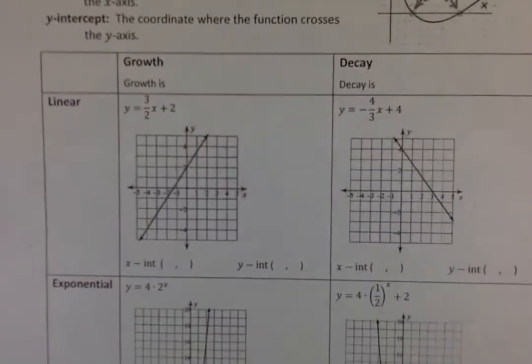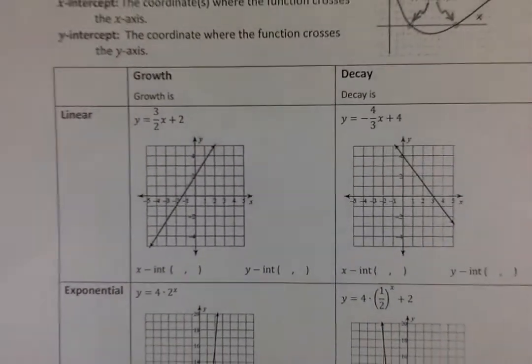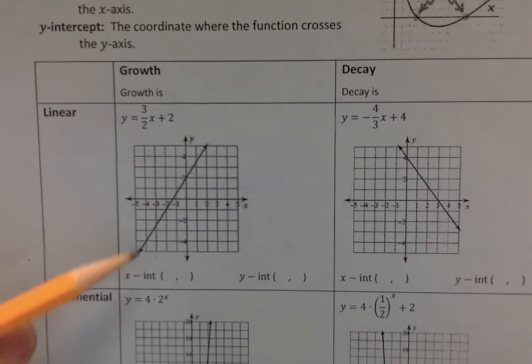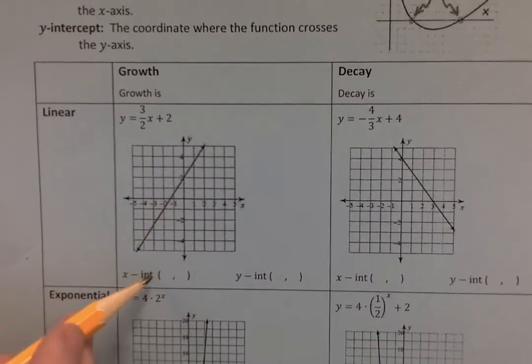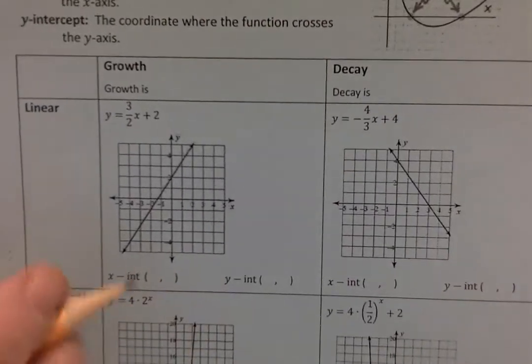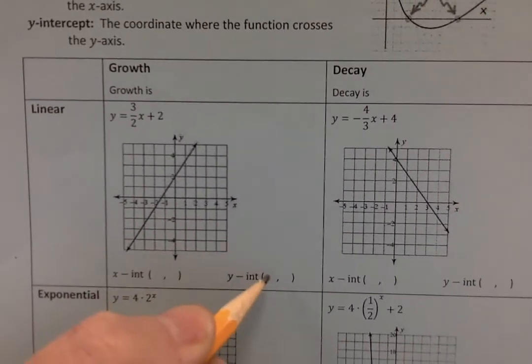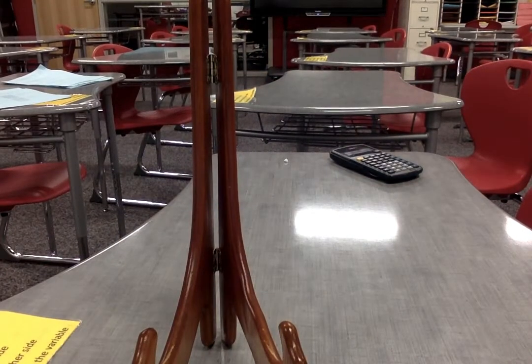And let me go back up here to our growth and find the x-intercept. Again, that's where it crosses the x-axis. Right there, it's at negative 1.5, comma 0. The y-intercept is at 0, 2. And I'm going to write that down over here. So again, the y-intercept is at 0, 2. X-intercept is at negative 1.5, comma 0.